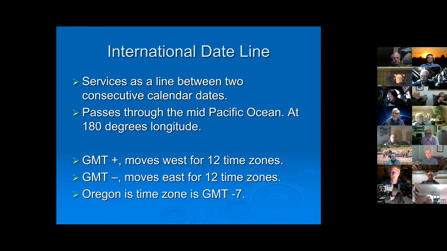So when we think about GMT time, when we move to the west, those time zones are going to increment in a positive direction up through 12 different time zones. From GMT, from Greenwich there, if we move in the easterly direction, the time zones are going to be moving in a negative direction. So again, correction on that bottom slide there. It should read Oregon is in the minus 8. So we're actually moving eastward from Greenwich time.